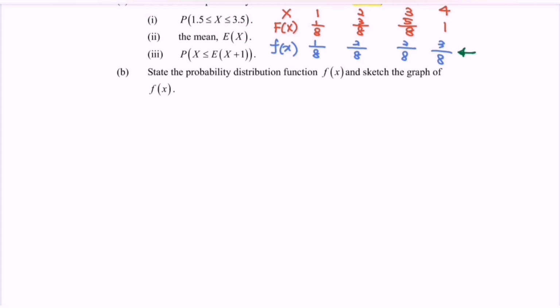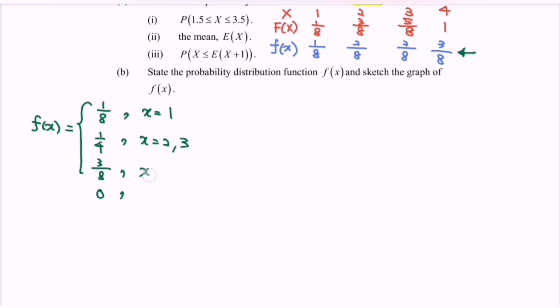Kindly refer to B. State the probability distribution function. So here we have f(x), which refers to the situation where we have 1 over 8, followed by 1 over 4, followed by 3 over 8. Then we have 0. So x equals 1, x equals 2 and 3, x equals 4, and then we have otherwise. So that is the probability distribution function.